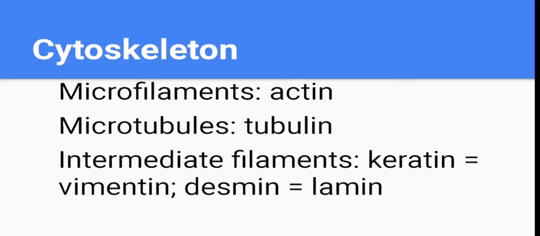The cytoskeleton: know what it's made up of. Microtubules are tubulin, microfilaments are actin. Tubules, tubulin; filaments, actin. There's an A in filaments, so you can think of that as actin. That's kind of how I thought of it. And then intermediate filaments: keratin, vimentin, desmin, and lamin.